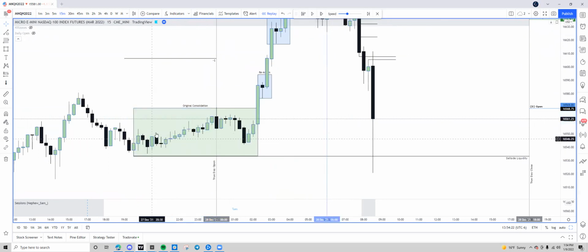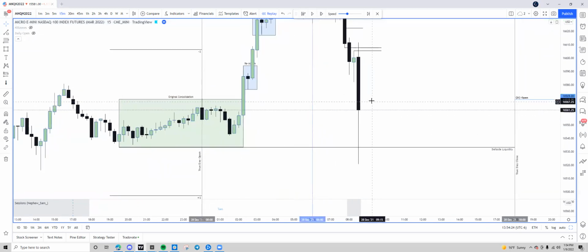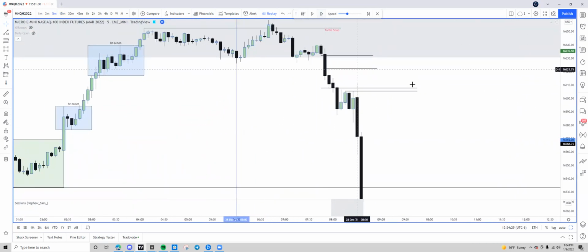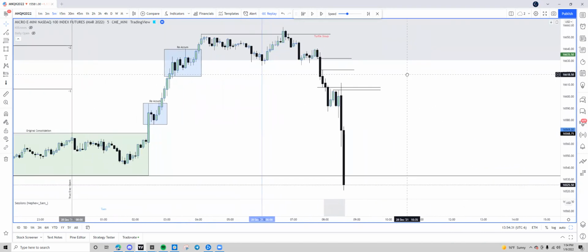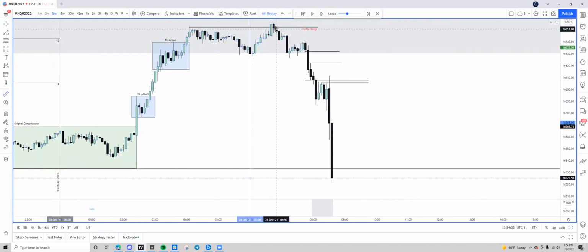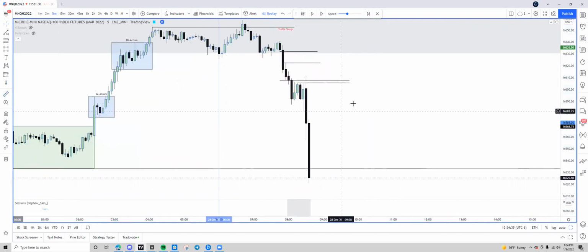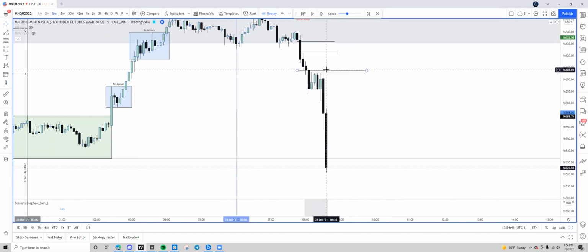I believe this was Asian into London session, right? And this was overall what it dropped. Let me see. From this 4-hour, if we were entering, let's just say off of a higher time frame, it was over 100 points, which is amazing. Now, let's say we missed all this, right? And again, this is hindsight.